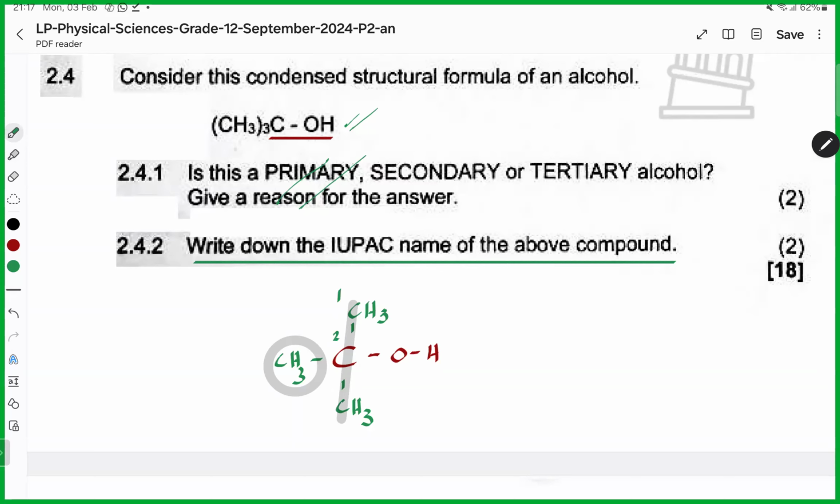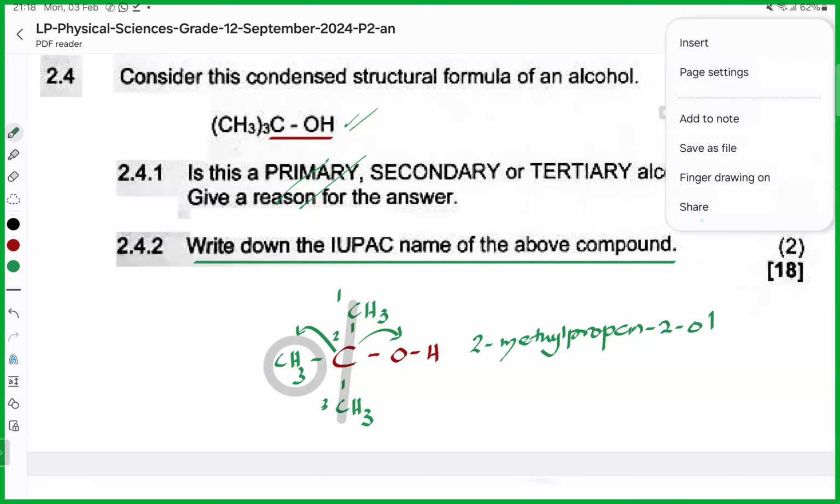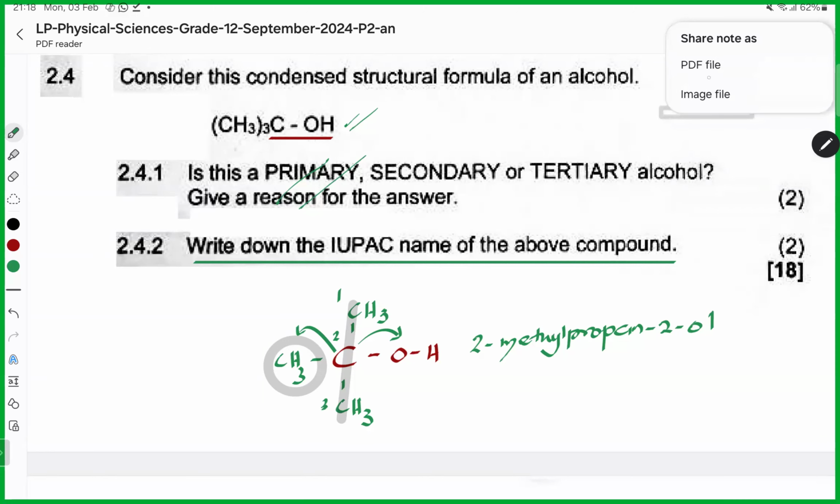One, two, three. That's 2-methyl. Propan-2-ol. On the second carbon, you got a methyl side chain. You got 3 carbons in the main chain, therefore prop. On the second carbon of the main chain, you got your hydroxyl group. Therefore propan-2-ol. 2-methylpropan-2-ol is the name of this. Let's do another one.